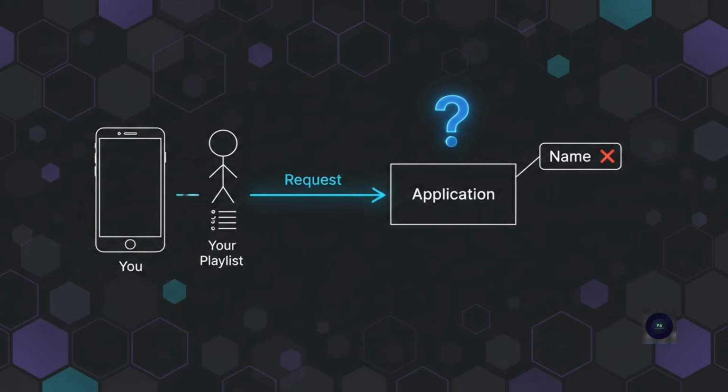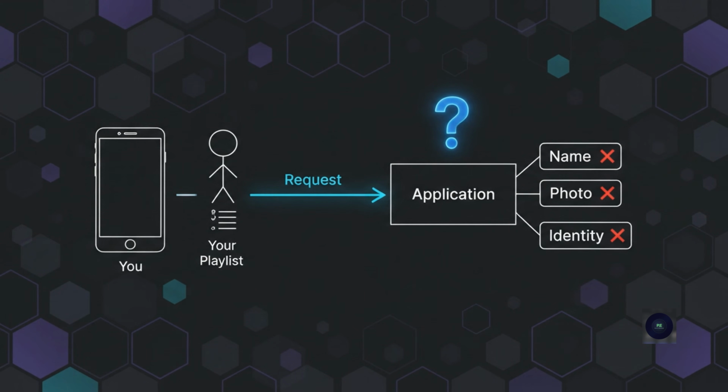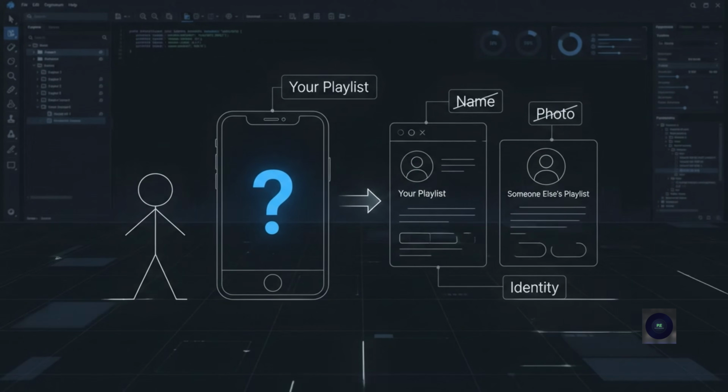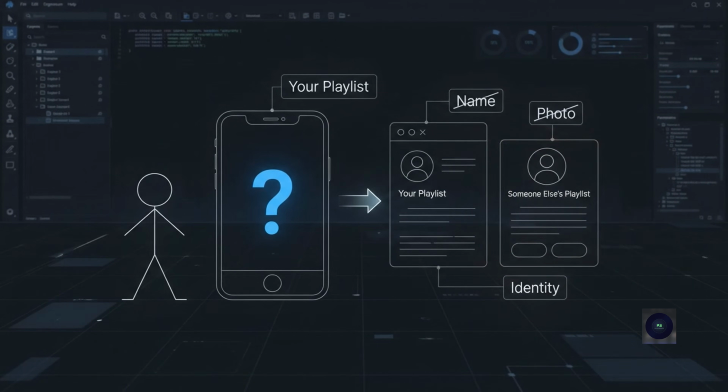But it doesn't come with a name. It doesn't come with a photo. It doesn't even say who sent it. How could the application possibly know which playlist belongs to you? If the application guesses, it could show someone else's data. That would be a disaster.